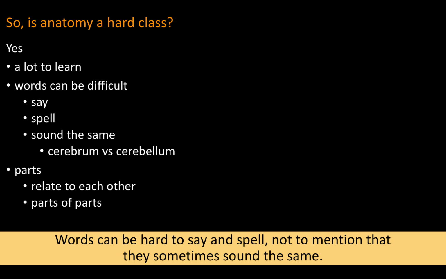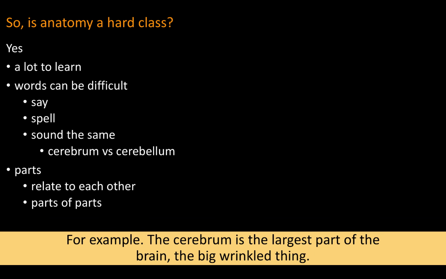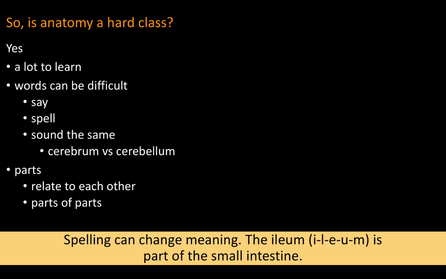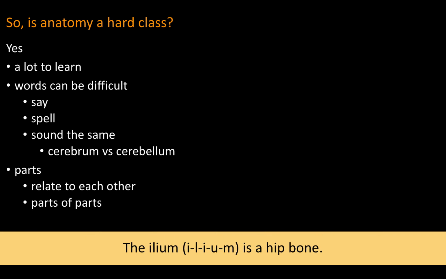Words can be hard to say and spell, not to mention that they sometimes sound the same. For example, the cerebrum is the largest part of the brain, the big wrinkled thing. The cerebellum is the second largest part and hangs off the brainstem. Spelling can change meaning. The ileum, I-L-E-U-M, is part of the small intestine. The ilium, I-L-I-U-M, is a hip bone.